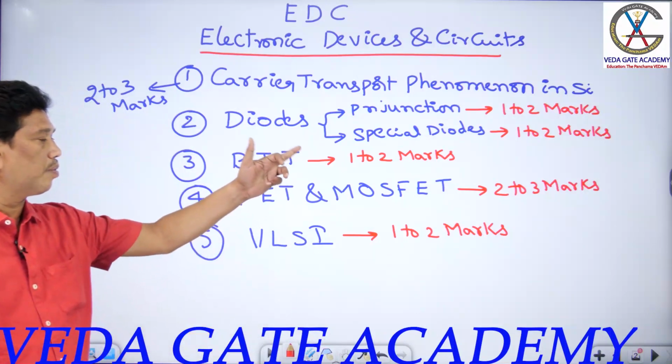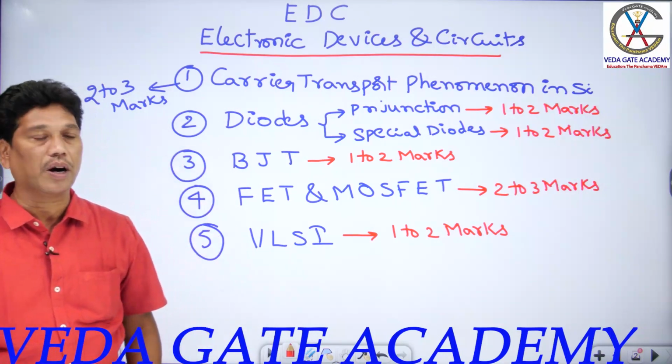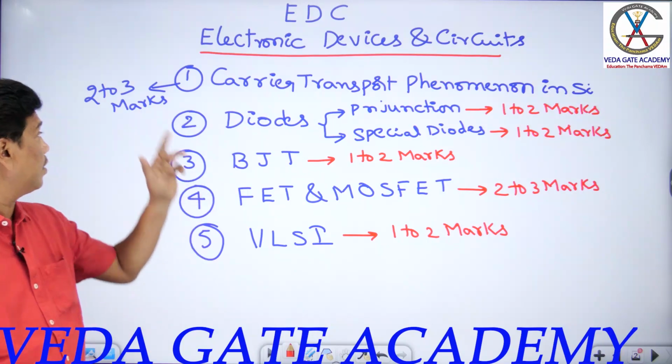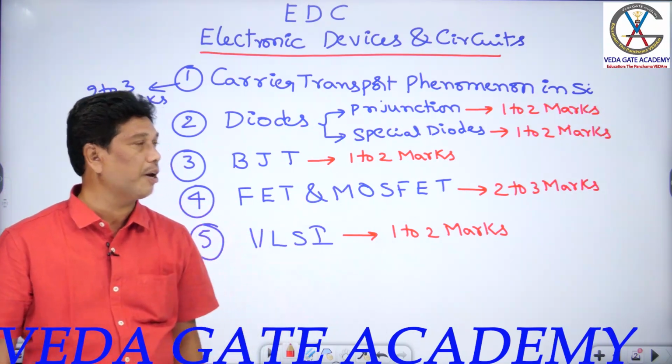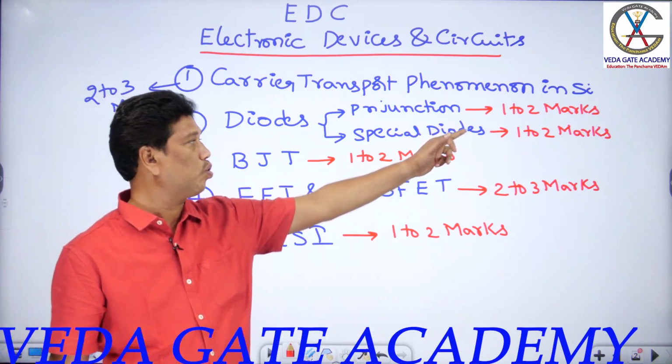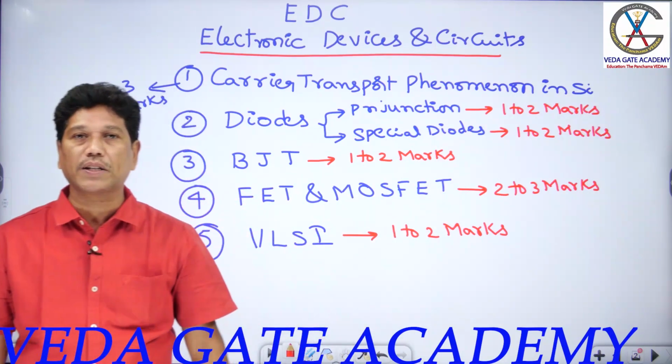So these are the weightages of the marks for this corresponding EDC part. Carrier transport phenomenon in silicon can score around 2 to 3 marks. Diodes, the PN junction theory part, can score around 1 to 2 marks. Special diodes again carry 1 to 2 marks.